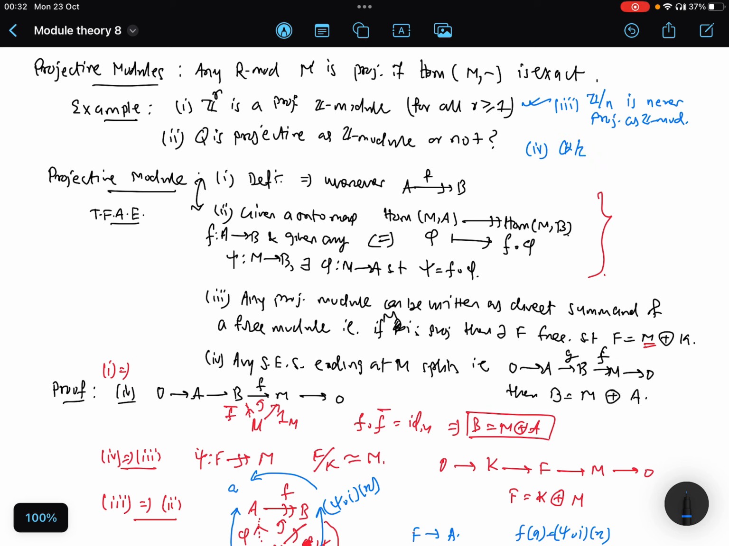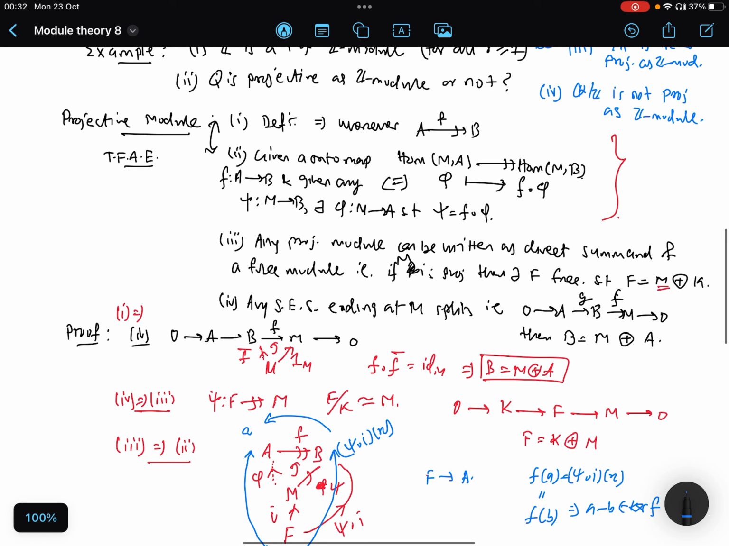So yeah. Now, for example, Q over Z is not projective as a Z-module. Again, because of the same logic, it cannot be embedded inside any free module, because each element of Q mod Z is of finite order.